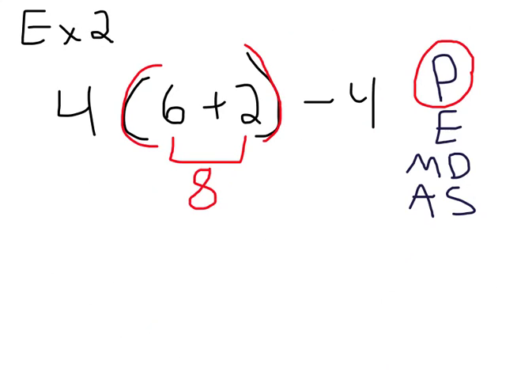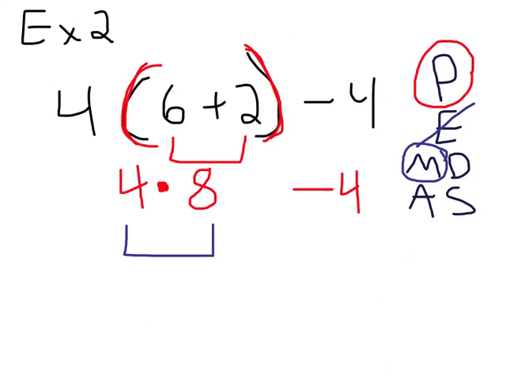6 plus 2 is 8. Then I'm going to bring down my 4 and my minus 4. I know that I have to do multiplication between my 4 and my 8 because that's what parentheses stand for. Let's look at my next step. I don't have any exponents, but I do have multiplication. I'm going to do multiplication next. I know that 4 times 8 is 32. I'm going to continue to bring down my minus 4. Now I have 32 minus 4.